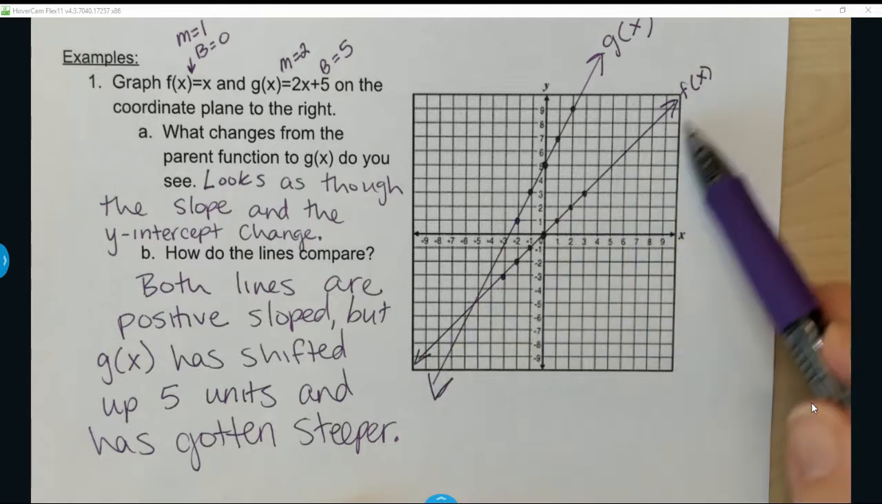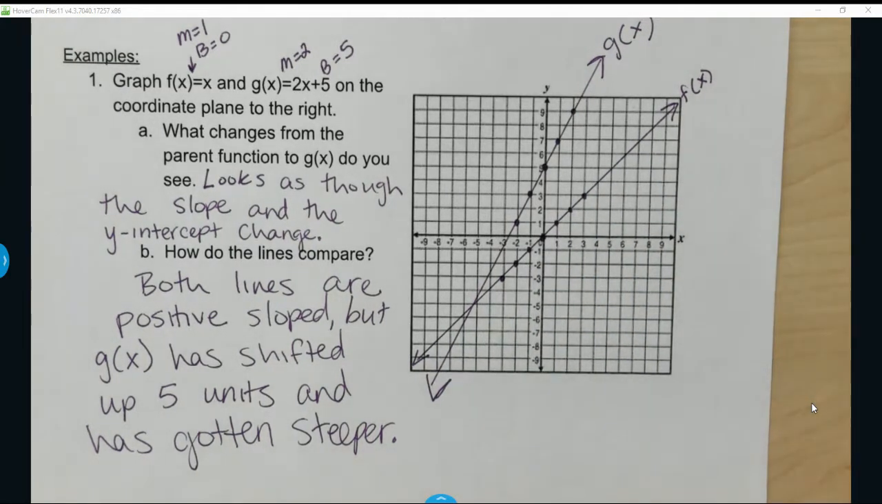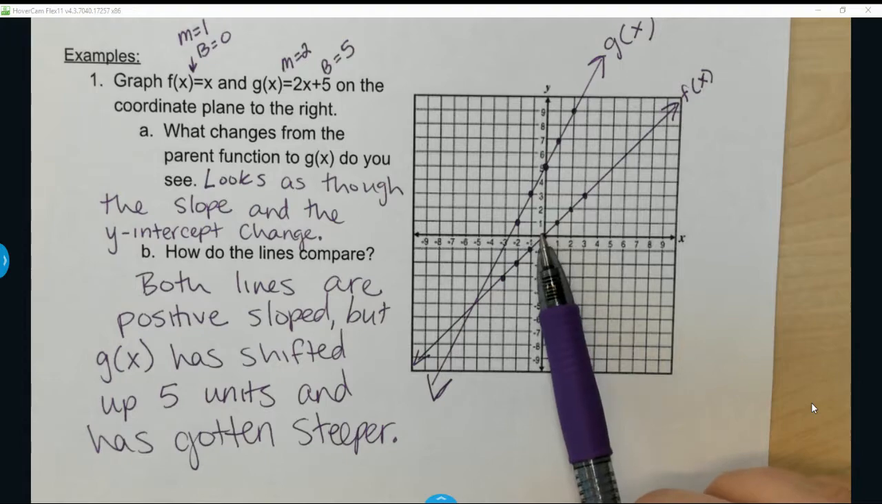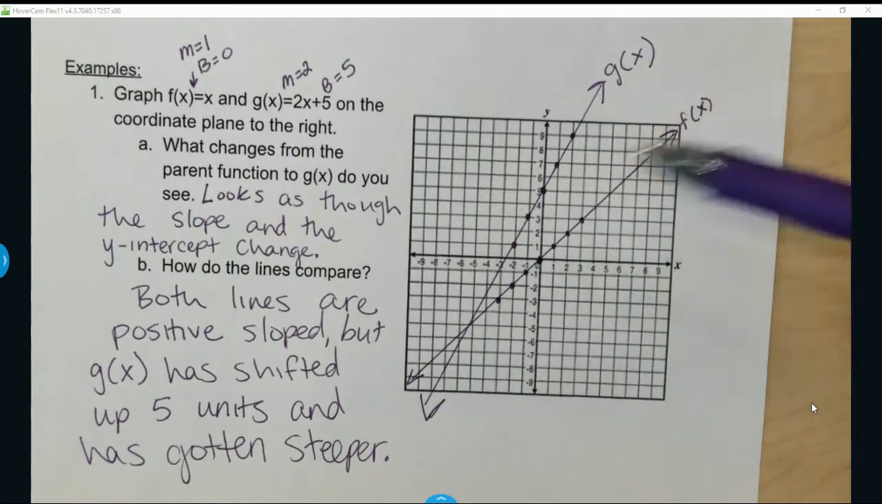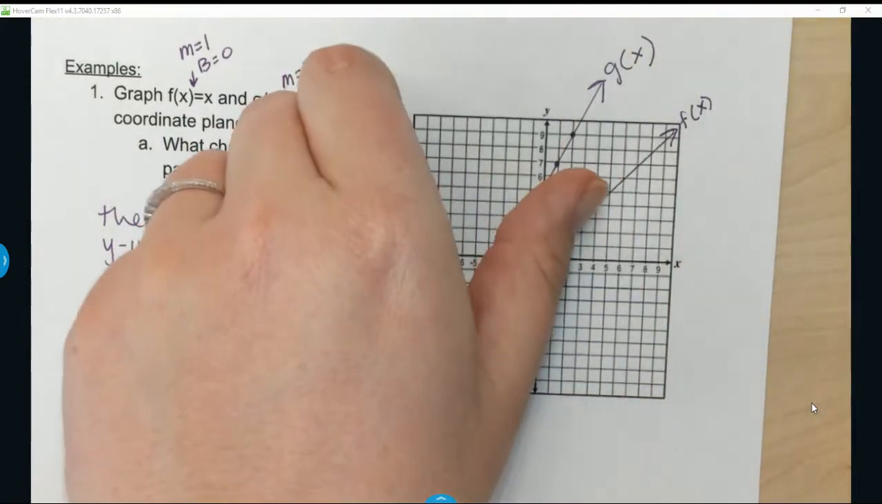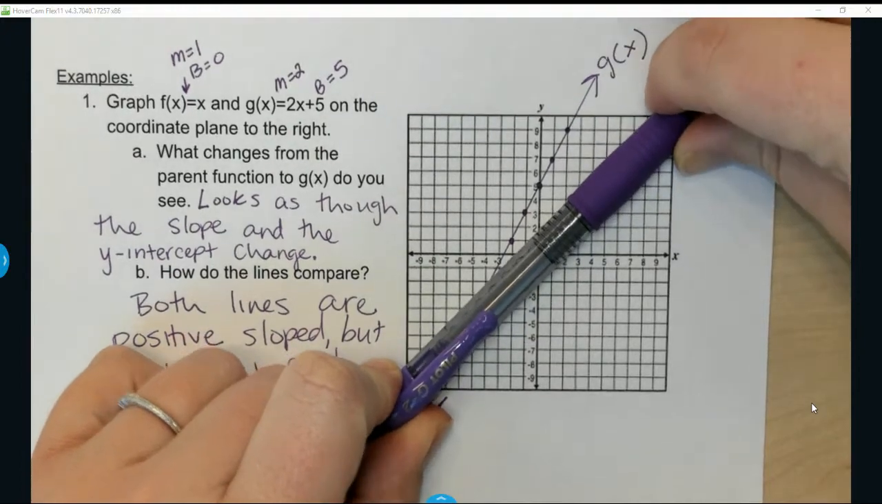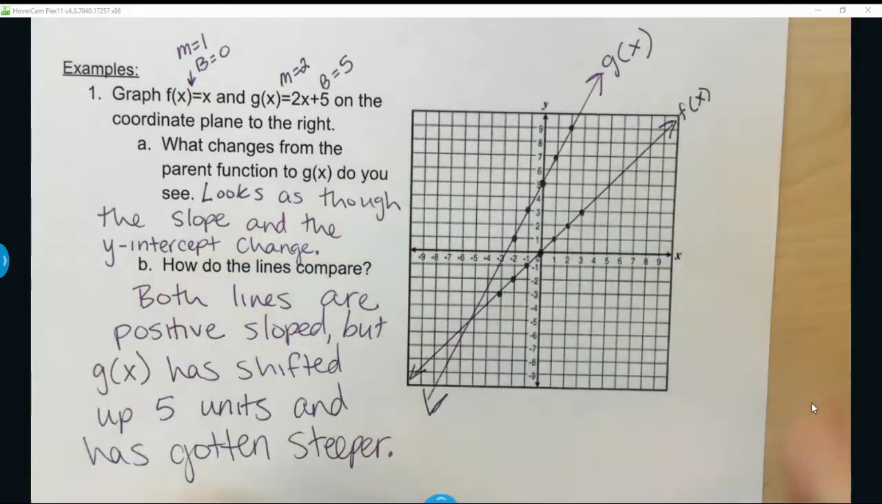So this was our original line here, f of x. And in the actual function, it is telling me that my slope changes and that my y-intercept changes. When I graph it out and compare them, I notice that from my original, which is f, to g, I had to shift up 5, and then the line rotated to get steeper. So you notice it started here, and it shifted, and then it also got steeper.